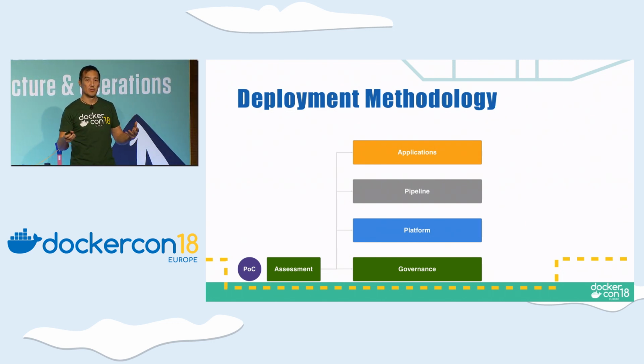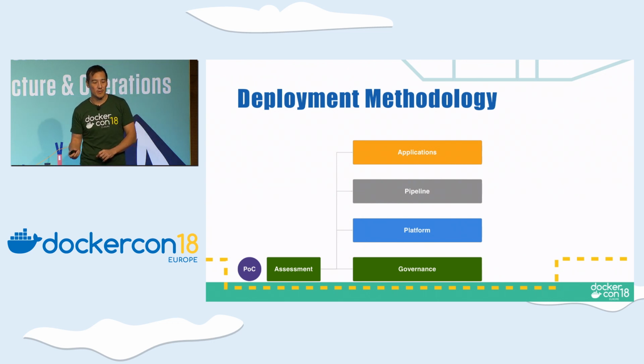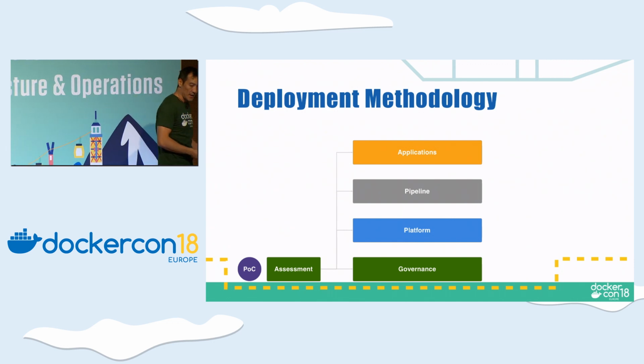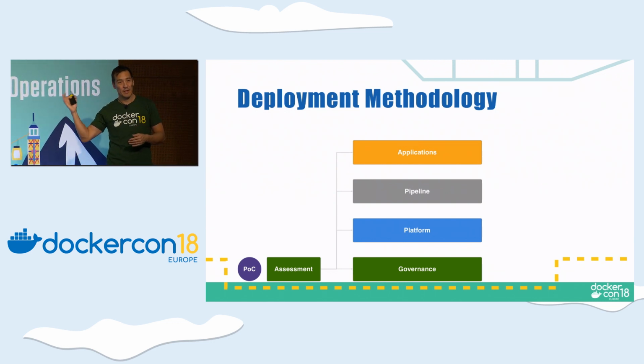Then you can go on to building out your platform. The platform work stream is for all the ops people. This is installing the software, making sure it's highly available, there's disaster recovery, and it's integrated to all of your existing systems within your company. The next work stream is the pipeline. This is CI/CD, and making sure that everything is being deployed in a secure fashion in your supply chain.